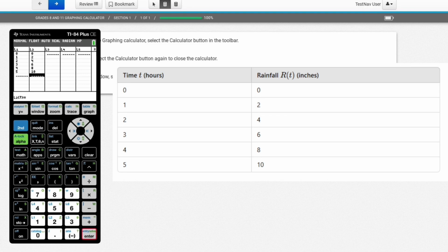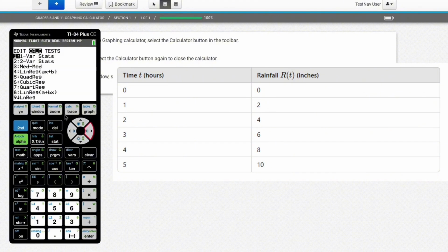Right, so the problem is asking me to find out what r of 9 is. In order to do that, I need to come up with my equation. So I'm going to go to stat, calc, and this is linear, so I'm going to use 4, which is linear regression. Now, since I'm going to use this equation for later, I'm going to store my regression equation into the y equals. So I do that by going to store, reg EQ, hit vars, go to y vars, and hit enter to go into function and enter to store that in y sub 1.